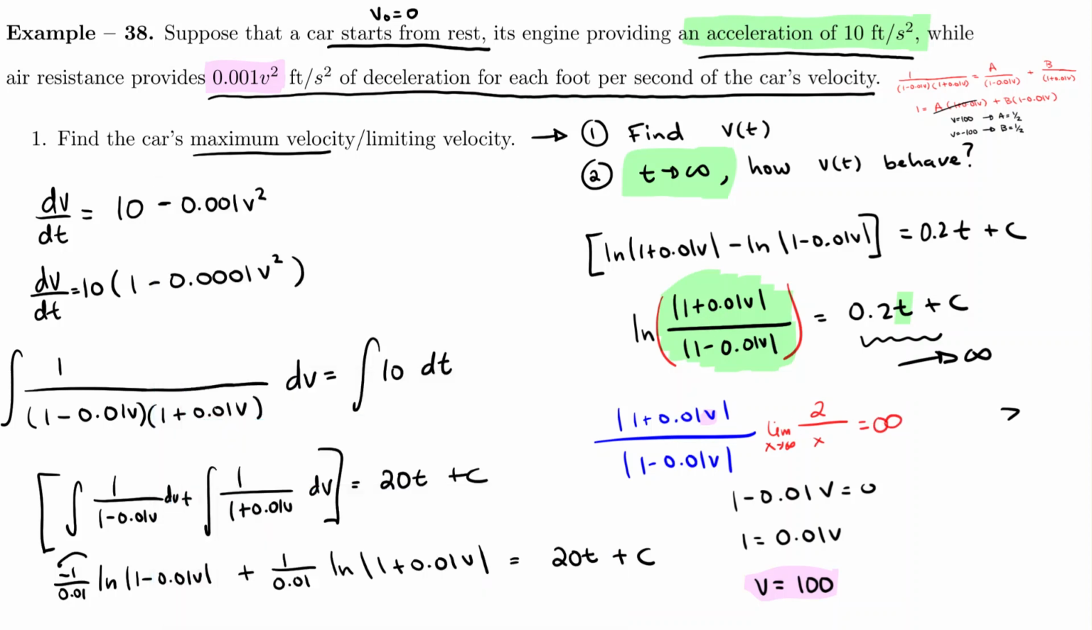So from this, we've been able to reason that as t goes to infinity, the velocity must be approaching 100, and then our units, this is in feet per second squared for acceleration. So the units for velocity should just be feet per second. So this is our terminal maximum limiting velocity.